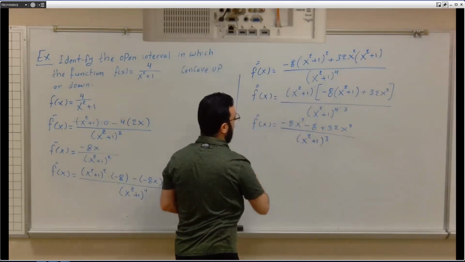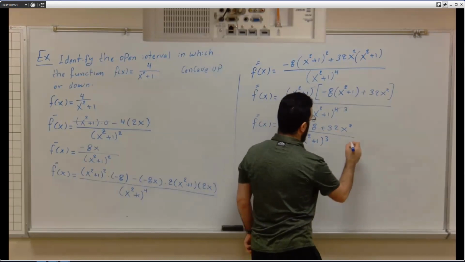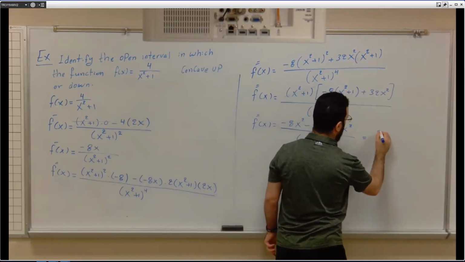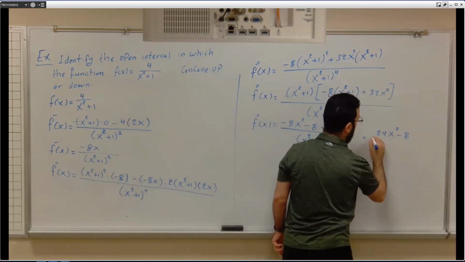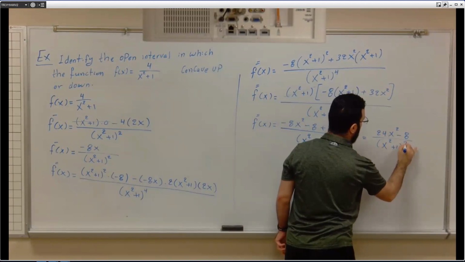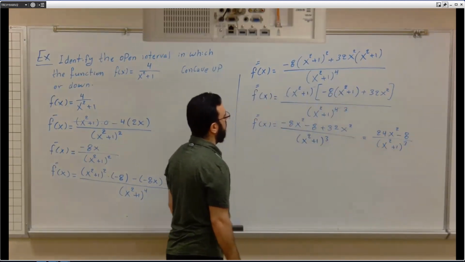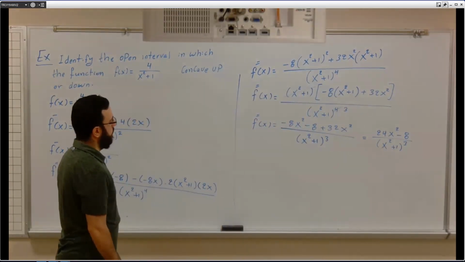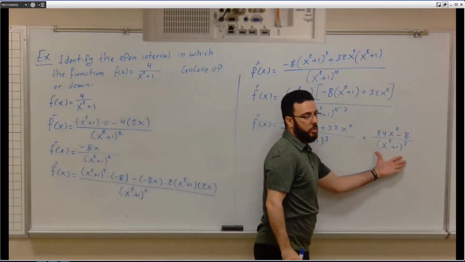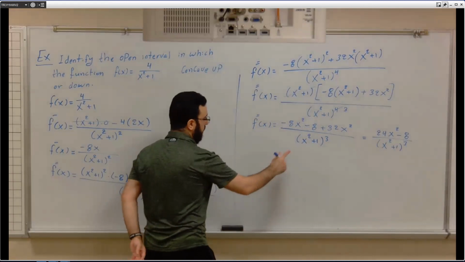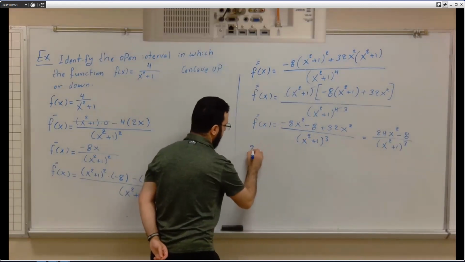So now we combine these together. So it's going to be 24 x squared minus 8 over x squared plus 1. Now we can't simplify it anymore. So I'm going to find the critical numbers. I set the second derivative equal to 0.